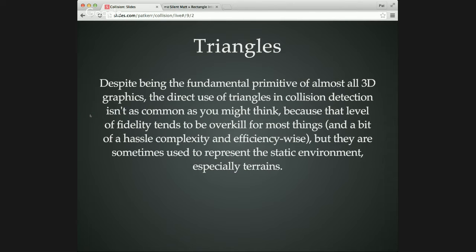But they are sometimes used for the environments, static environments and terrains, because nothing else would do as good a job. You know, ordinary game entities, spheres and boxes approximate them reasonably well, but for your terrain or for a dungeon, it's hard to see how you can beat triangles. So in those cases, we still use them. Or, you know, planes, but a plane and a triangle are closely related.